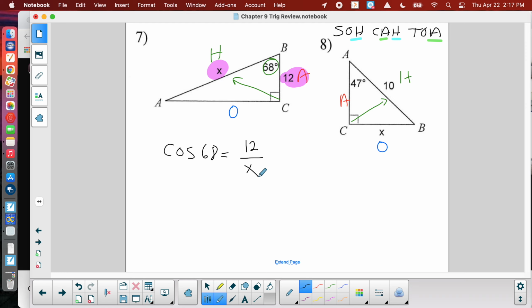Each one has its own different way of solving it. When the variable's in the denominator like this, the technique we've been using is this. We swap the values. So x is 12 divided by cos 68. And once you've got that far, now we just punch in our calculator and we're done. So 12 divided by cos 68 is what, 32.0.